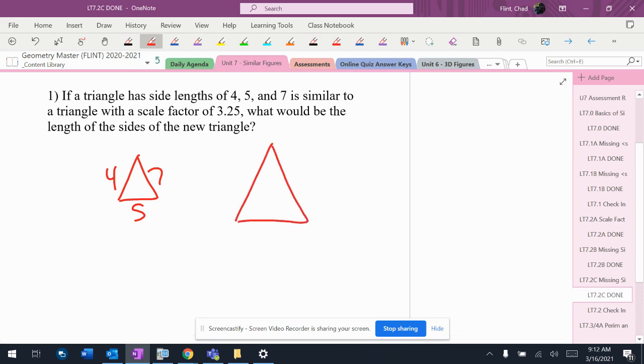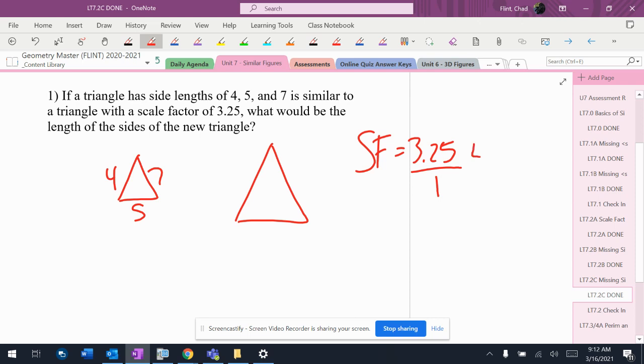And I'm going to draw another triangle here. Now, it doesn't say that it's larger, but it says the scale factor is 3.25. That sounds like it should be getting larger, so I'm going to stick with this system right here. So my scale factor is 3.25. The problem is that's not a fraction, okay? But I can make it a fraction by doing 3.25 over 1, okay?